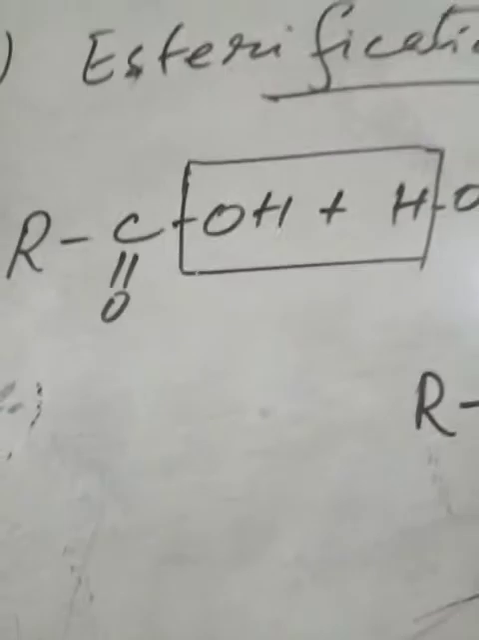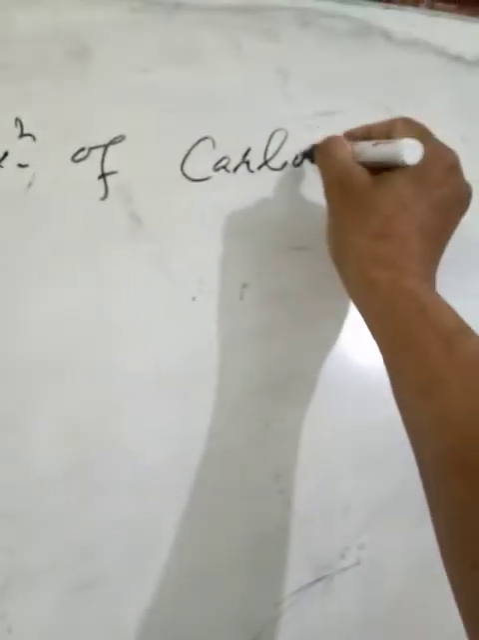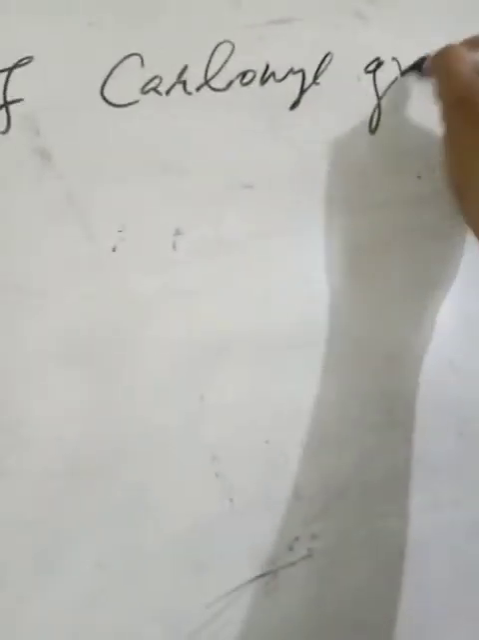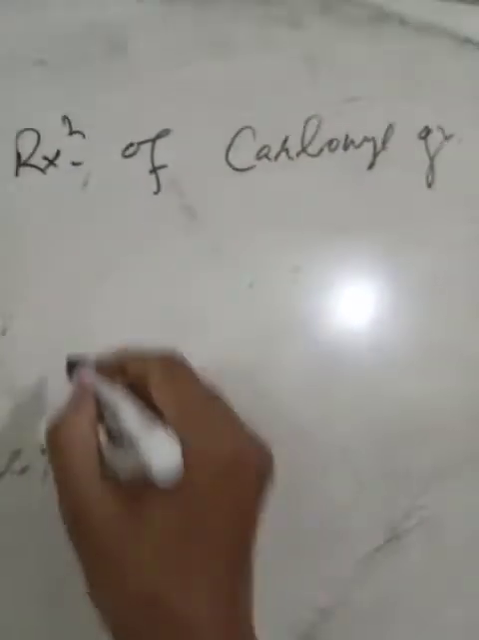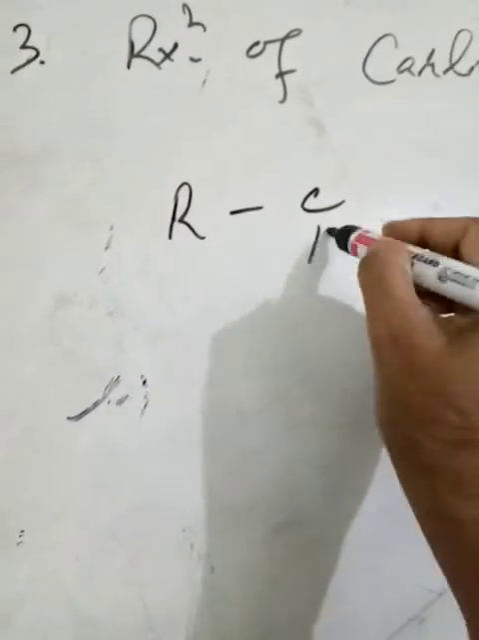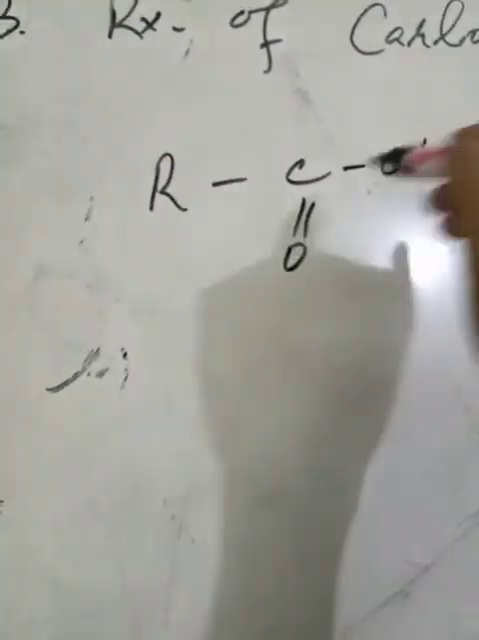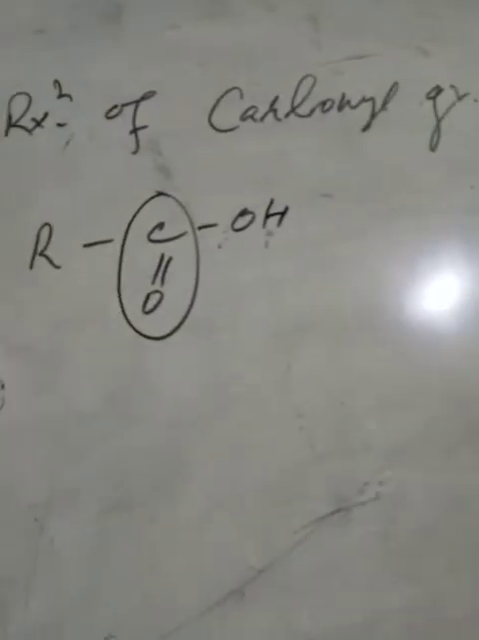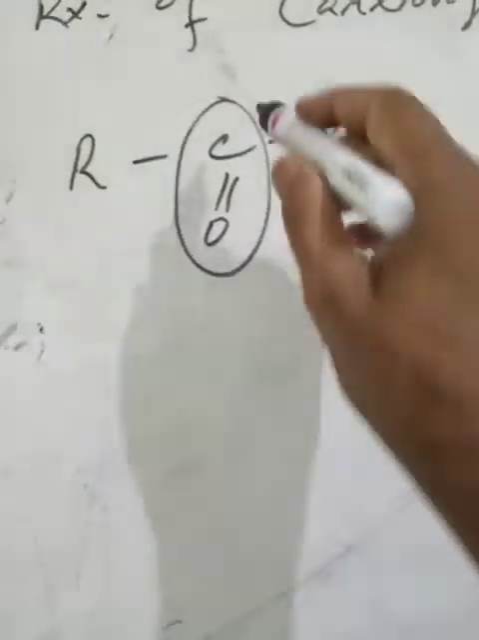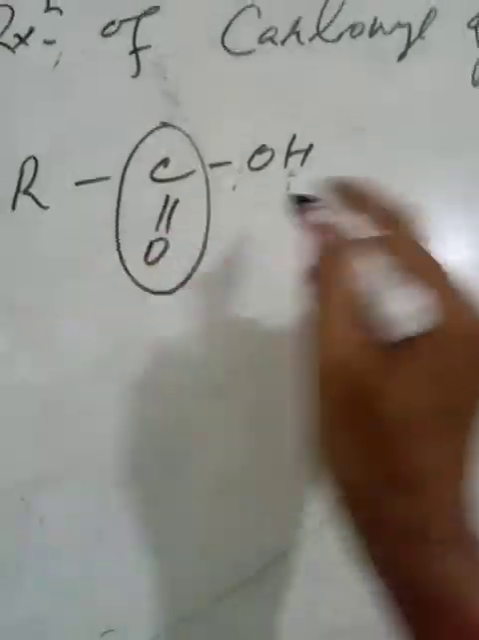Now you will get the reactions of carbonyl group. Number 3, reactions of carbonyl group. In acid, you have seen that there is a carbonyl group. Total is COOH. Here, reaction will be shown by the carbonyl group.